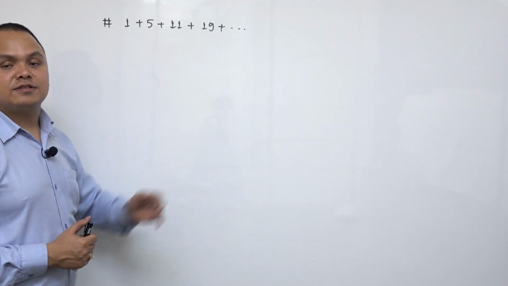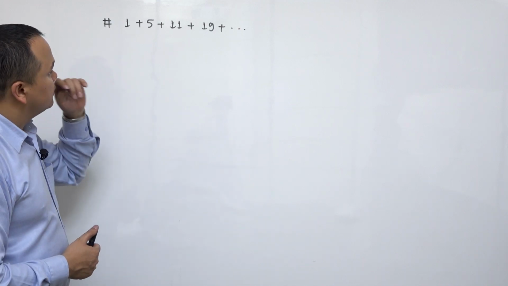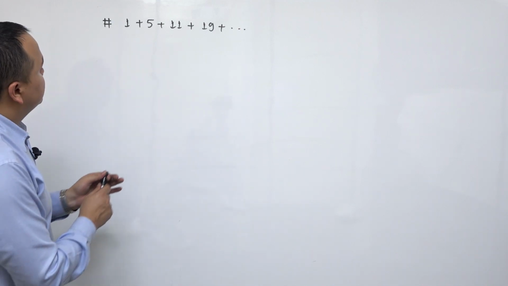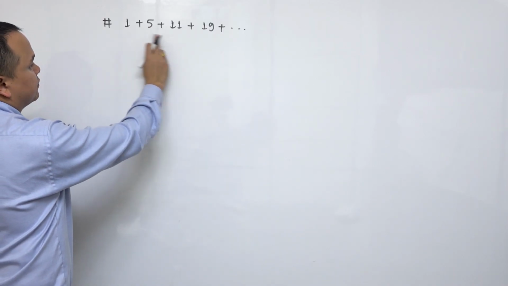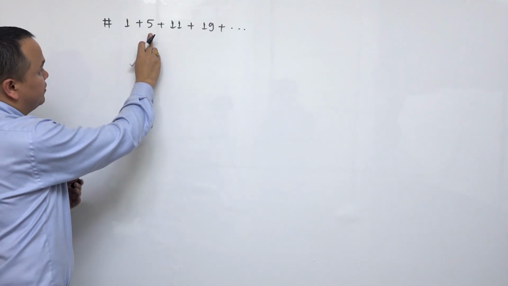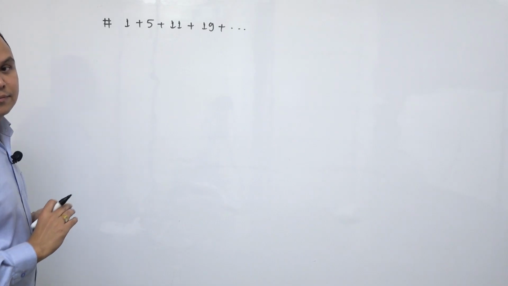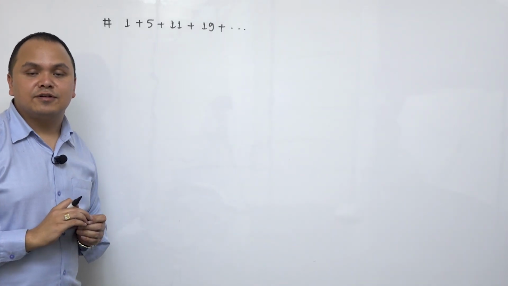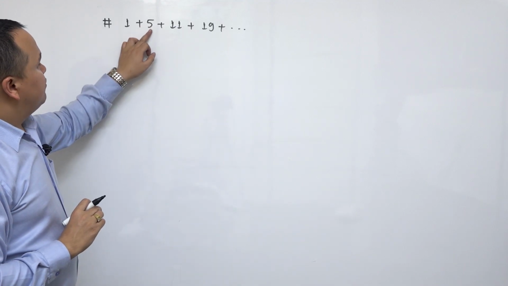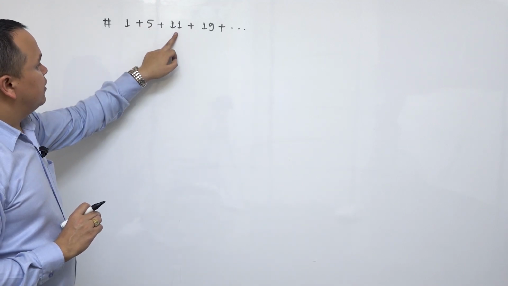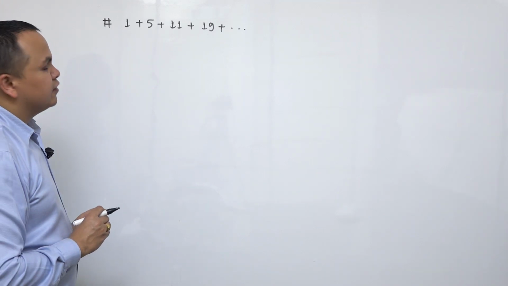We have another example, the 1 plus 5 plus 11 plus 19 plus dot, dot, dot. We need to find its general term Tn and sum of first n terms. But given series, here 5 minus 1, which is 4, 11 minus 5, 6, 19 minus 11, 8. Differences are different, so it is not AP. Similarly, 5 upon 1 is not equal to 11 upon 5. Ratios are different, so which is not GP.